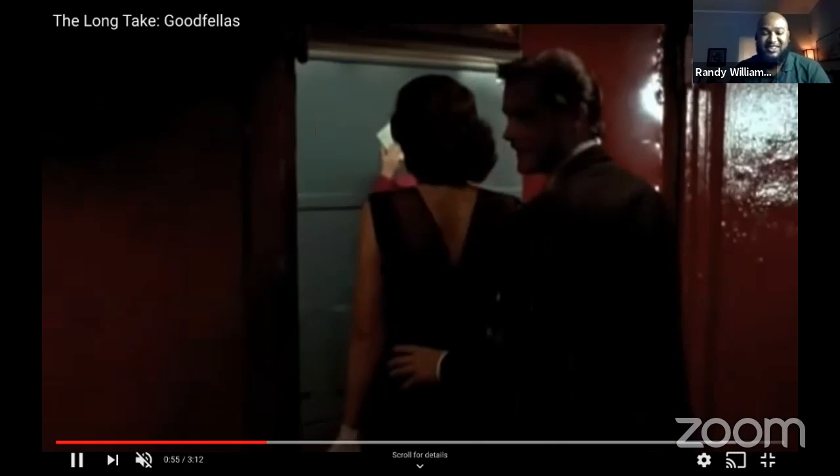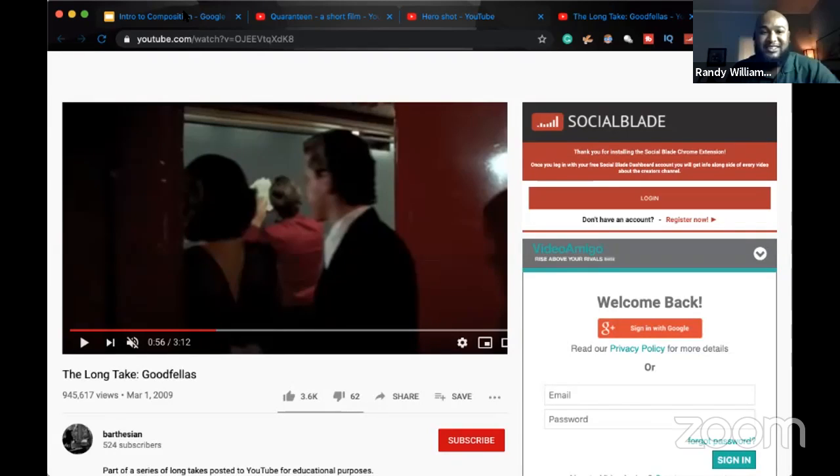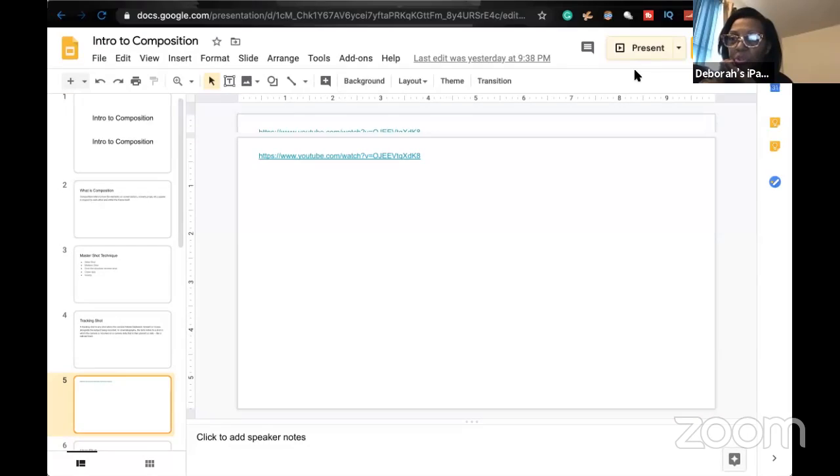So that's pretty much all the tracking shot is. We don't have to watch the whole video unless y'all want to. It's like 3 minutes. Yeah. I guess that's what I've been doing when I video record in church. When I follow the pastor, I'm pretty much tracking him, following him throughout the service.